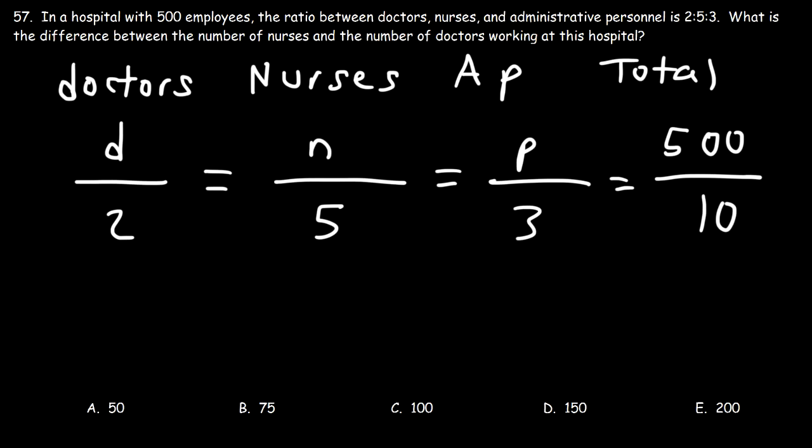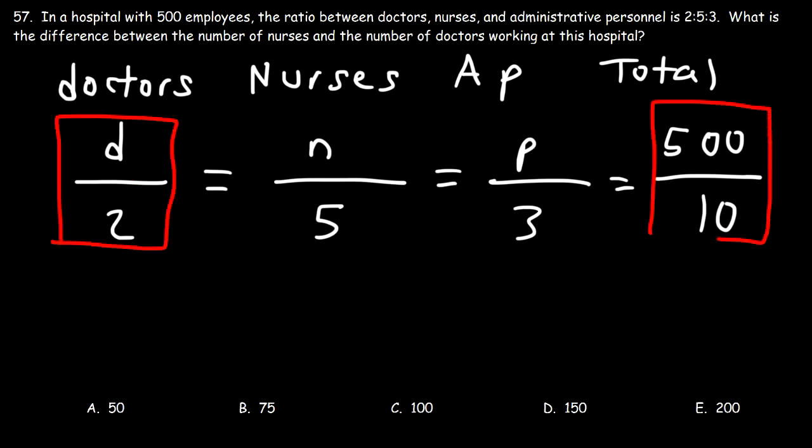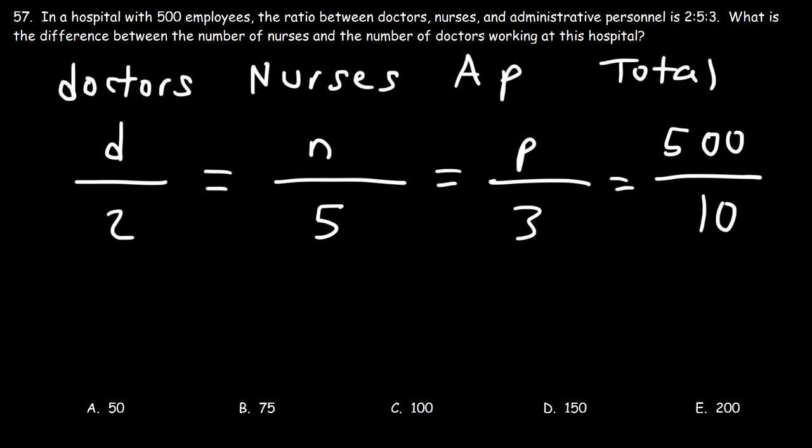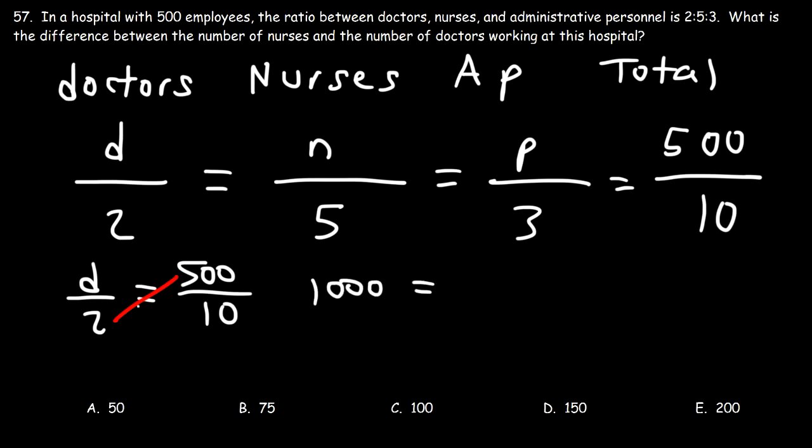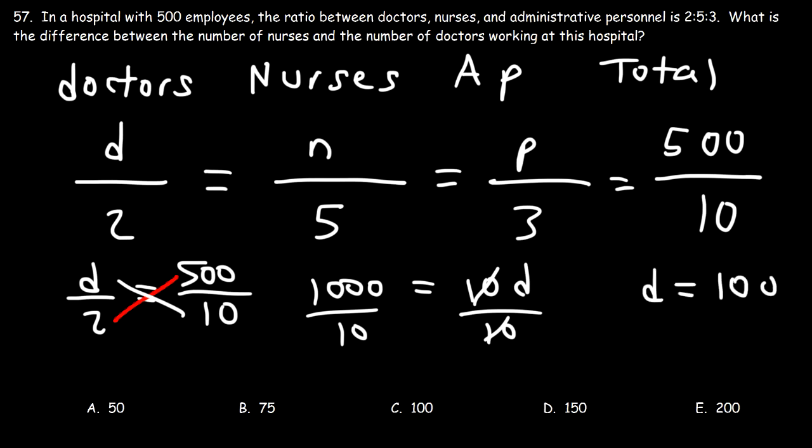So let's determine the number of doctors first. We're going to set this fraction equal to this one, and we're going to solve for D. So we can say D over 2 is equal to 500 divided by 10. Now let's cross multiply. 2 times 500 is 1,000. And 10 times D is just going to be 10D. So now we need to divide by 10. And so the number of doctors is going to be 1,000 divided by 10. And so that's 100. So let's save this answer for later.